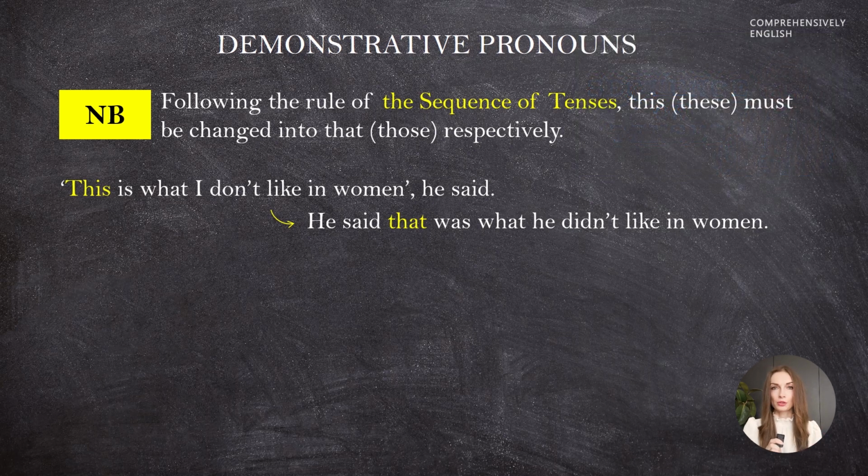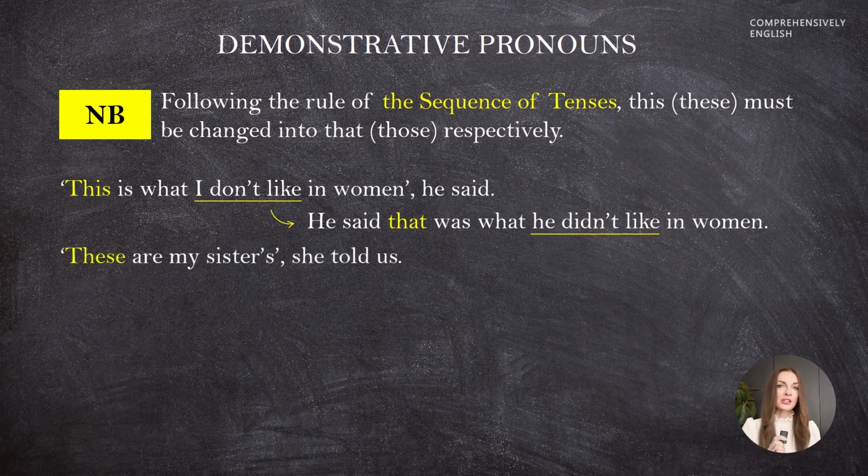So what are we going to change here? We should say, he said that was what he didn't like in women. Obviously, we change the present simple tense, I don't like, into the past simple tense, he didn't like. We also changed the agent of action. I is changed into he, right? But we also changed this into that, because the thing that we are talking about is no more in front of us. It's somewhere in the past.